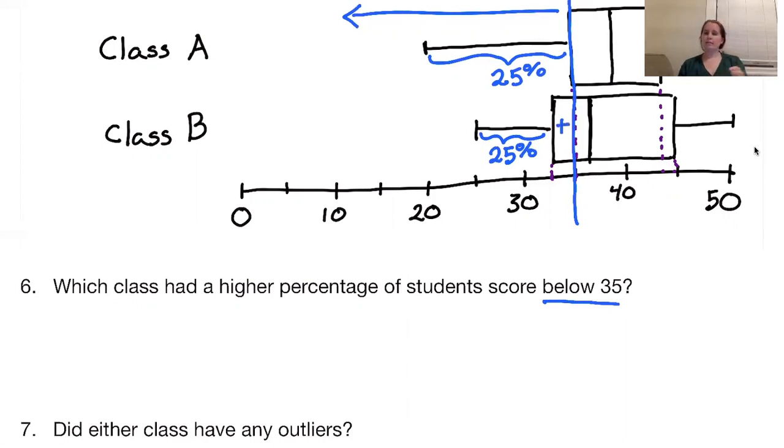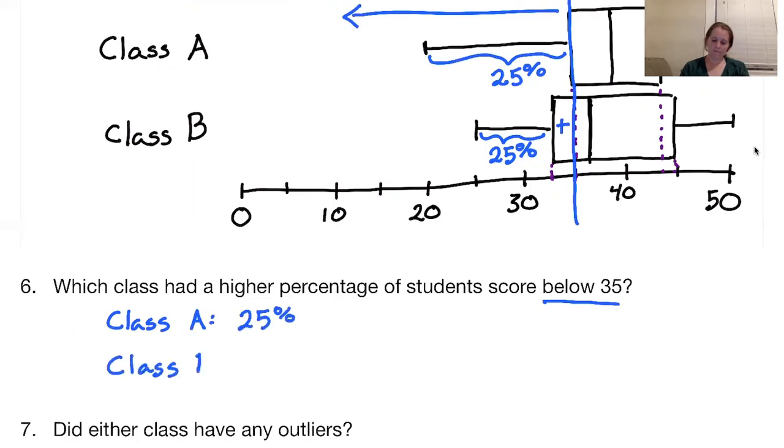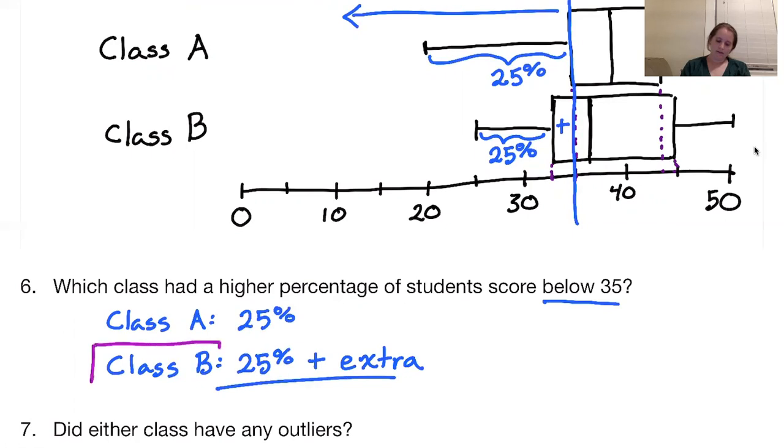So we don't have an entire additional 25%. The line cuts through that second quarter, but we do have some. So for class A, it's just 25% versus for class B, we have 25% plus some extra. And so class B has the higher percentage.